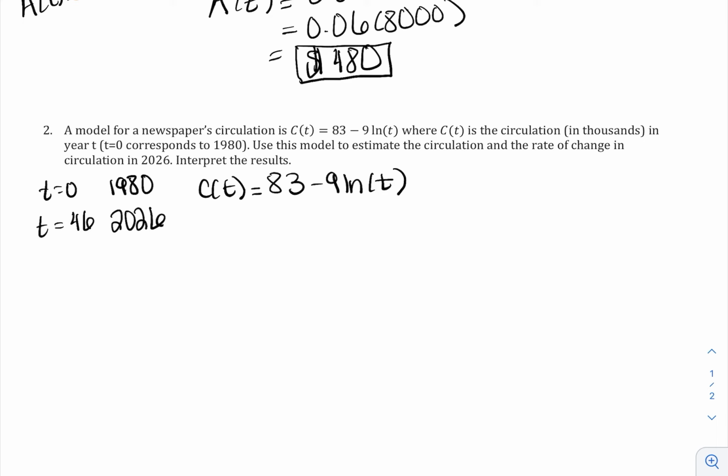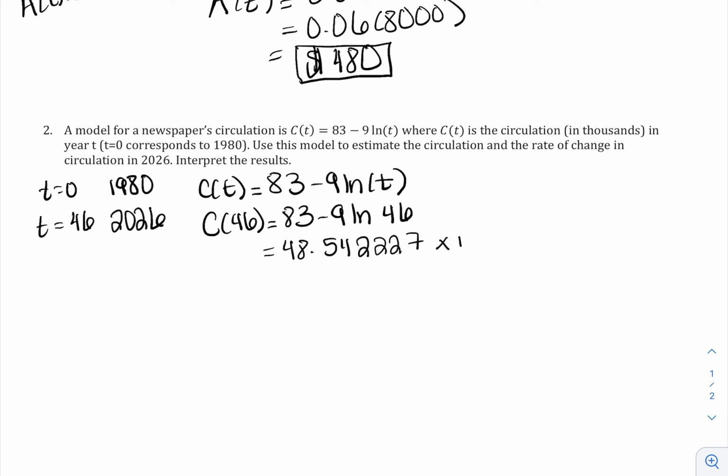So the first thing is, if we want to find the circulation, well, that's easy. We just plug in 46. So you don't need the rate, right, when you're just looking for the circulation. So we have 83 minus 9 ln of 46. So again, you're going to have to use your calculator, and you use the ln function. And that's going to give us, it's a decimal, so I'm going to write a lot, 48.54227. And the reason that I'm writing a lot is because I actually have to multiply this by 1,000.